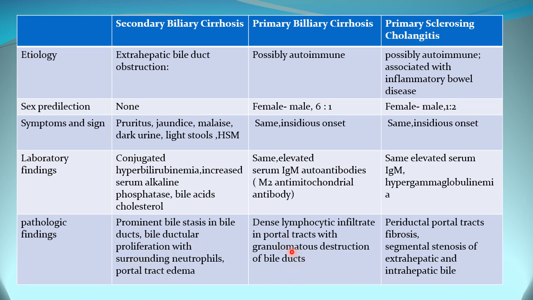While in primary biliary cirrhosis, there is a dense lymphocytic infiltrate. The characteristic feature is granulomatous destruction of the bile duct. And in sclerosing cholangitis, there is periductular portal tract fibrosis and onion skin-like appearance around the portal bile duct. Periductal portal tract fibrosis with onion skin appearance, segmental stenosis of the extrahepatic and intrahepatic bile ducts. So this was biliary cirrhosis. We will continue with the other causes of cirrhosis in the next lectures.